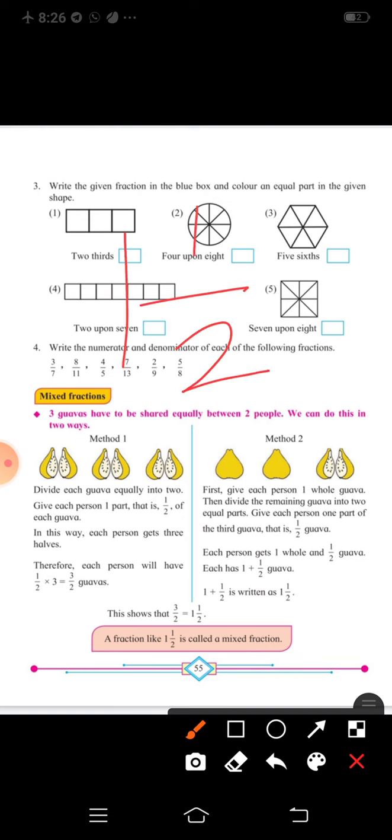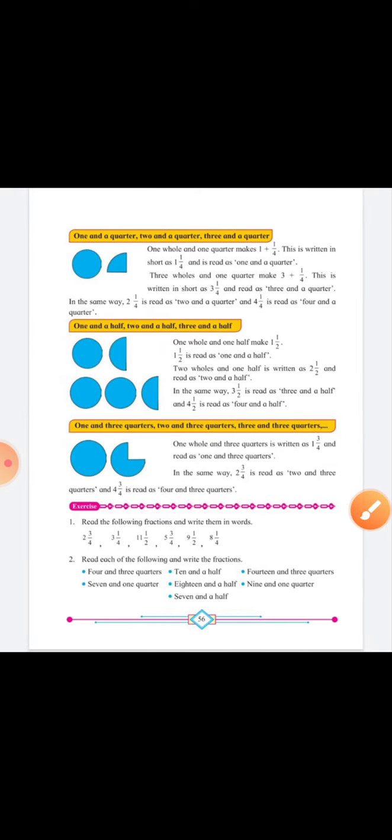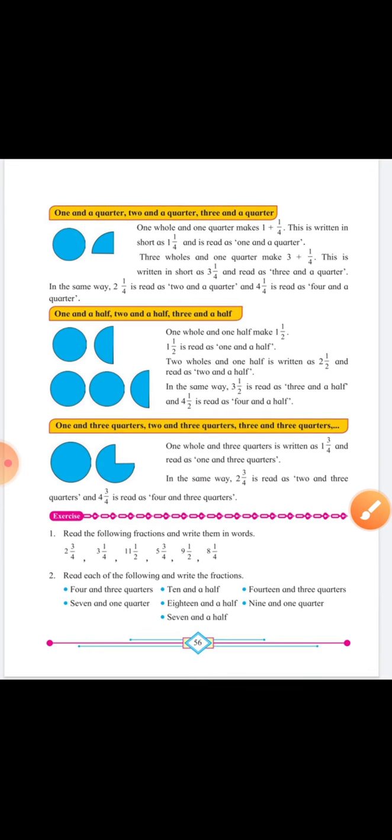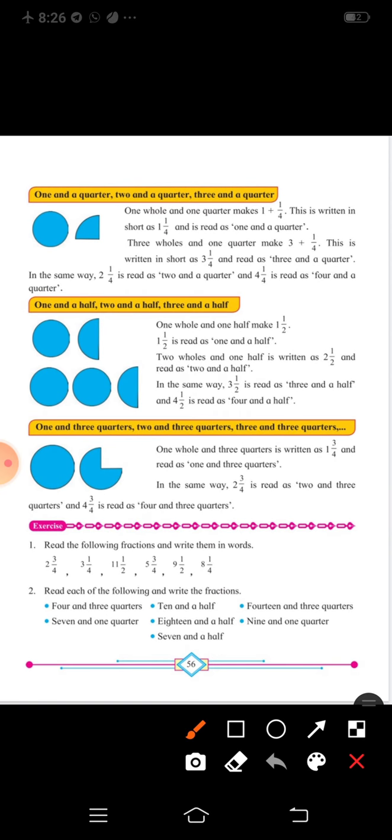1 and a half. Correct na? 1 whole and a half, that is a mixed fraction. How will we write it? 1 and a half. Okay, so we will go to the next page now. Page 56. Now 1 and a quarter, 2 and a quarter, 3 and a quarter.